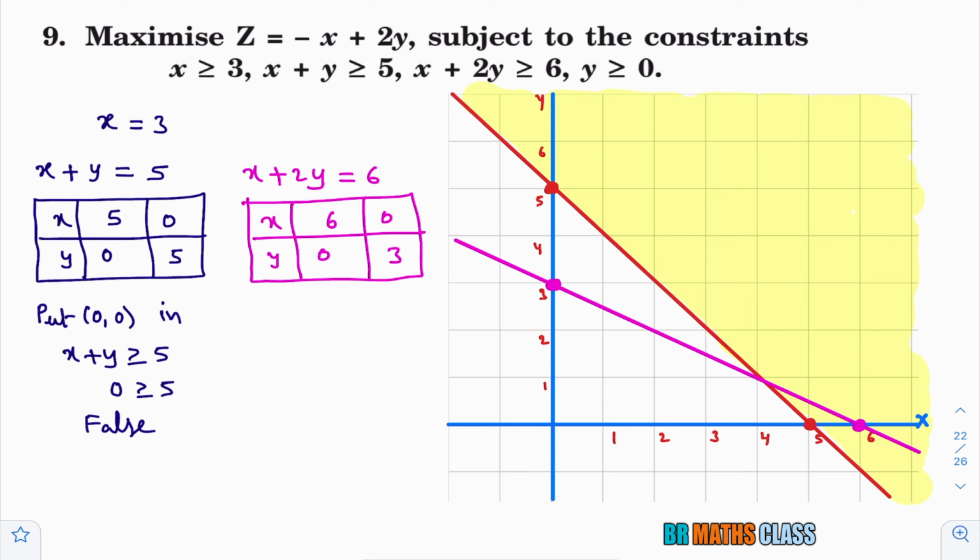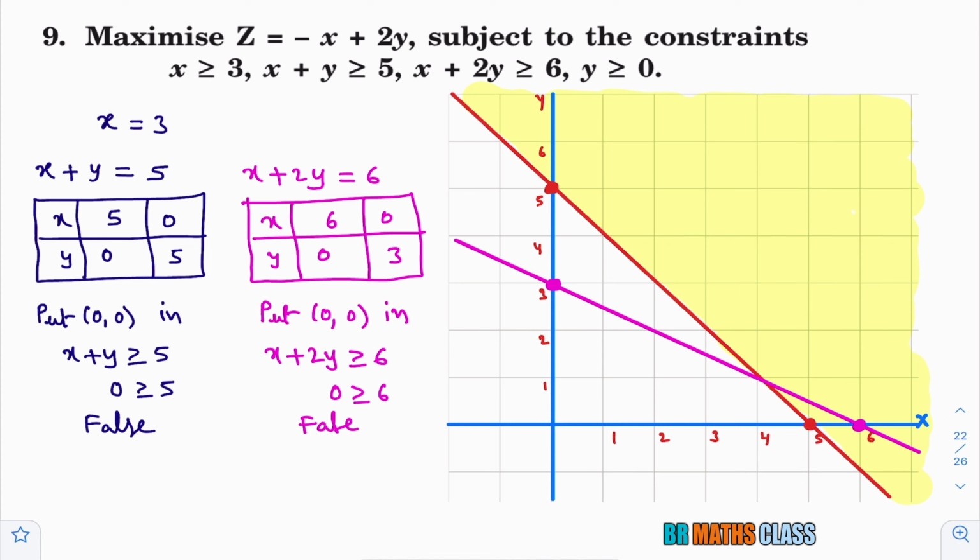For this line, the origin side and non-origin side are present, so I'll put 0, 0 in this inequality. You put 0, 0 in x plus 2y greater than or equal to 6. In place of x you write 0, in place of y you write 0. 0 greater than or equal to 6? Actually 0 is less than 6. That means it is false.